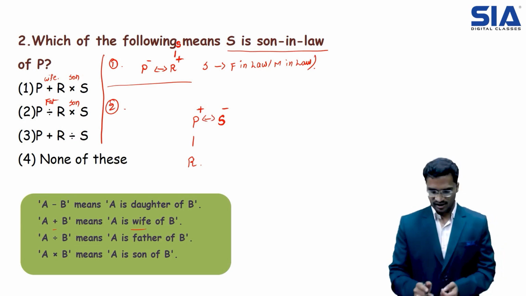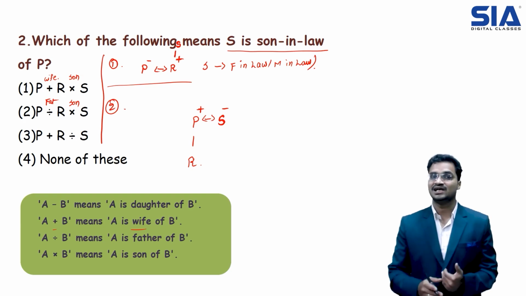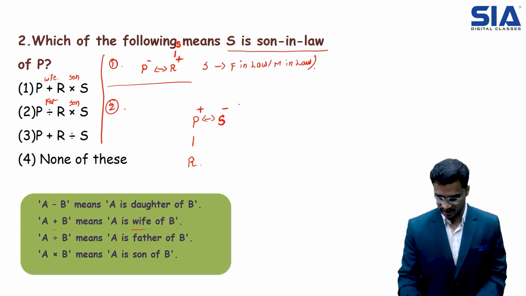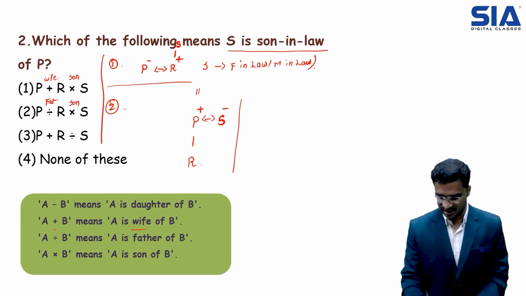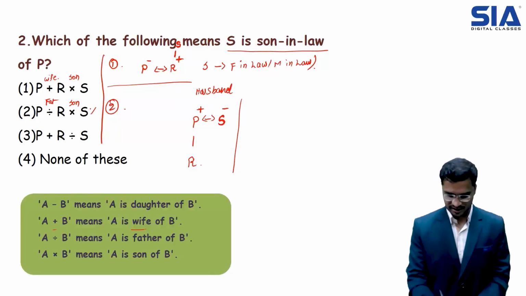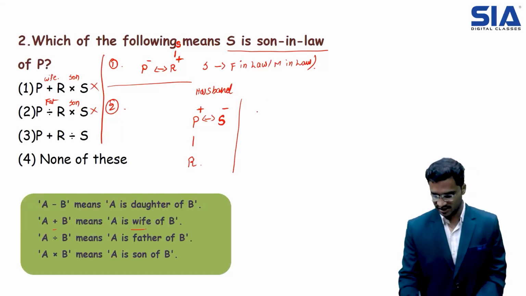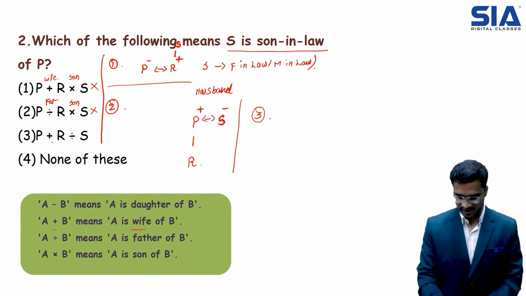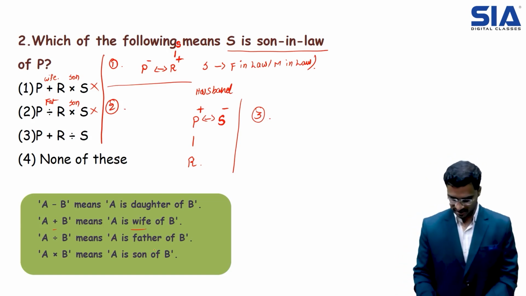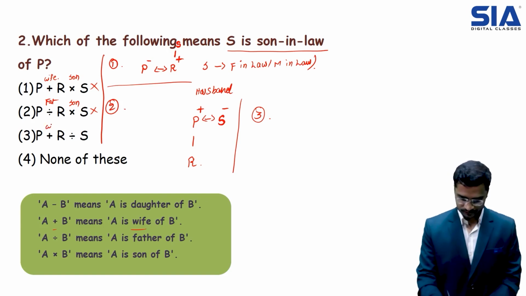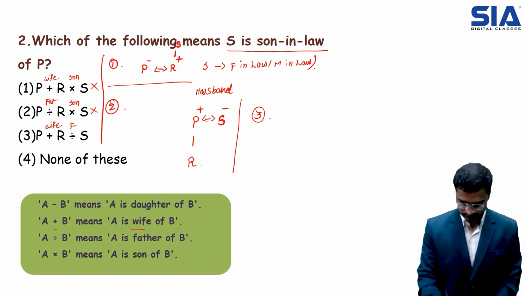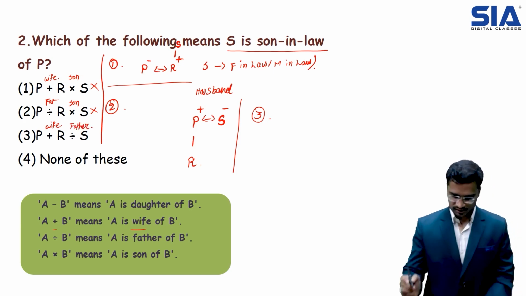Now in our second option, am I getting S as the son-in-law of P? No. Here S is the husband of P. In our second option, we are getting the relation as husband. So the second option is also ruled out. Now let us check the final option, which is the third option. First of all, P plus R. Plus represents wife, and division represents father.